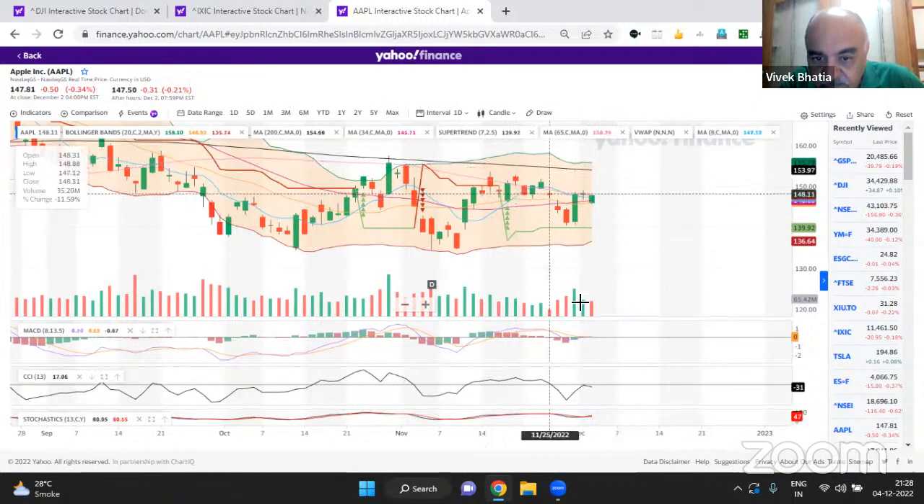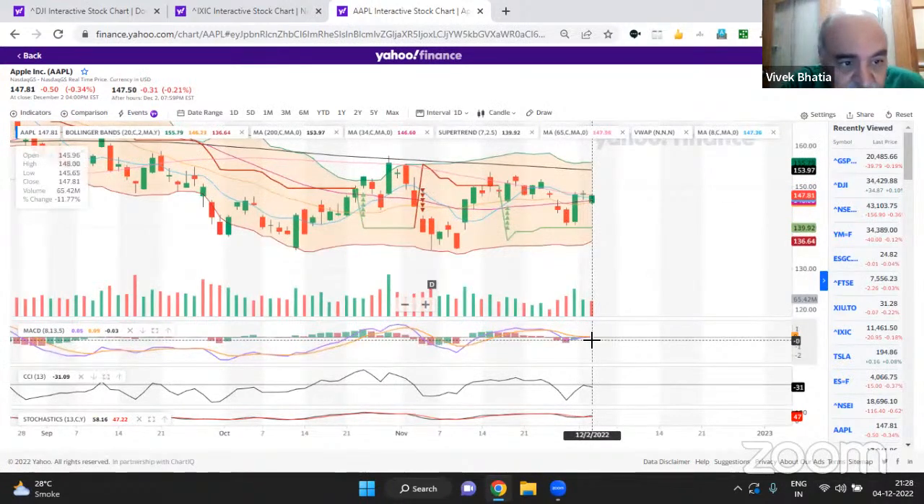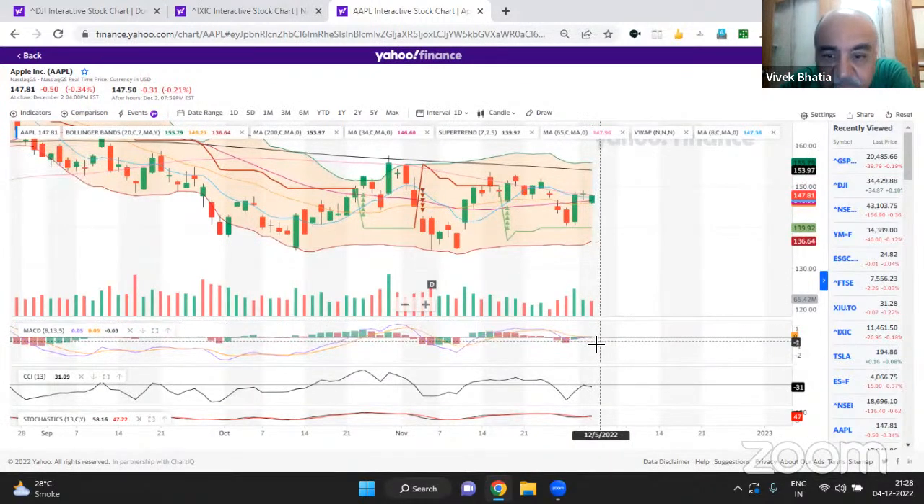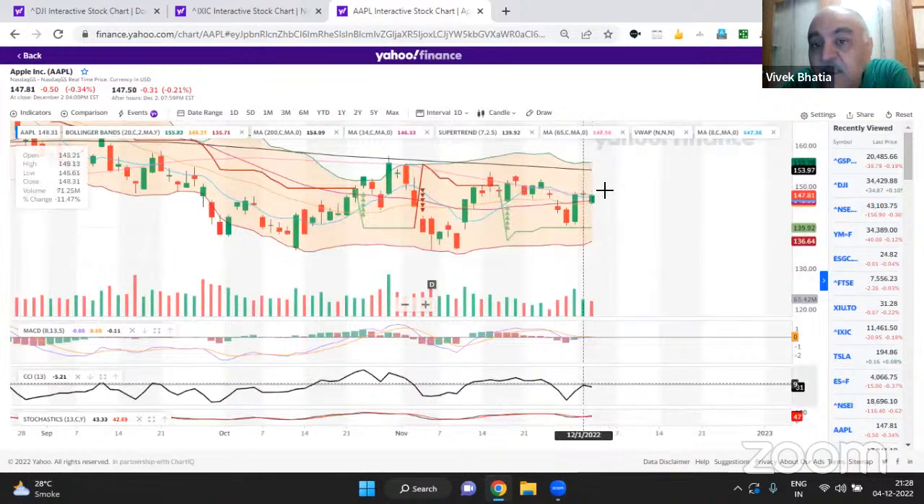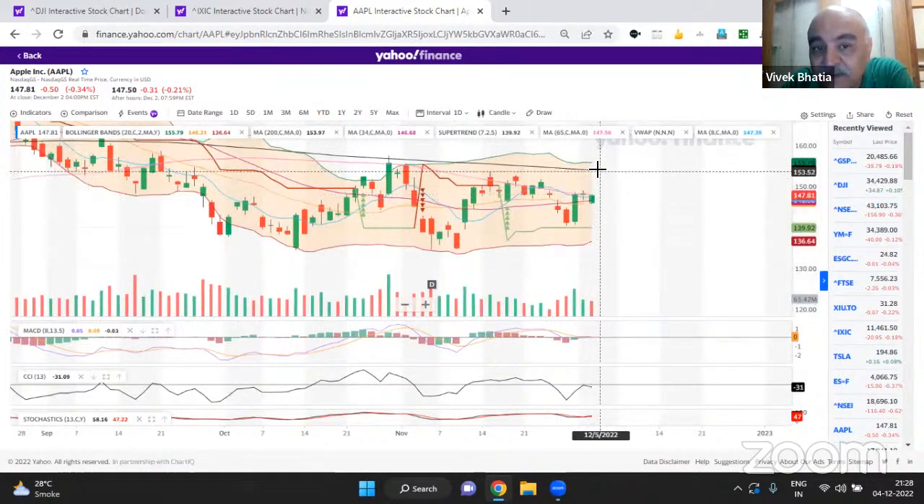Right? On the day chart, MACD is at the 0 line. The crossover can happen. Or the crossover has already happened actually. So this can move up. Stochastic has given you a good crossover already at 58 and 47. So this could shoot up, but these are your resistance levels very clearly, 152 and 155. Right?